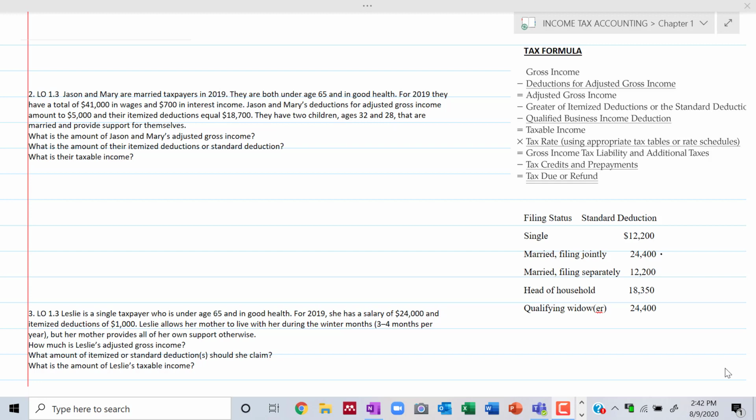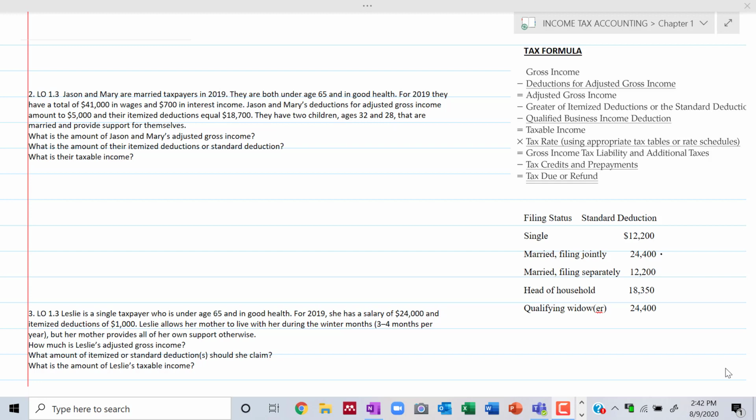And the problem reads, Jason and Mary are married taxpayers in 2019. They are both under the age of 65 and in good health. For 2019, they have a total of $41,000 in wages and $700 in interest income. Jason and Mary's deductions for adjusted gross income amount to $5,000 and their itemized deductions equal $18,700. They have two children, ages 32 and 28, that are married and provide support for themselves.